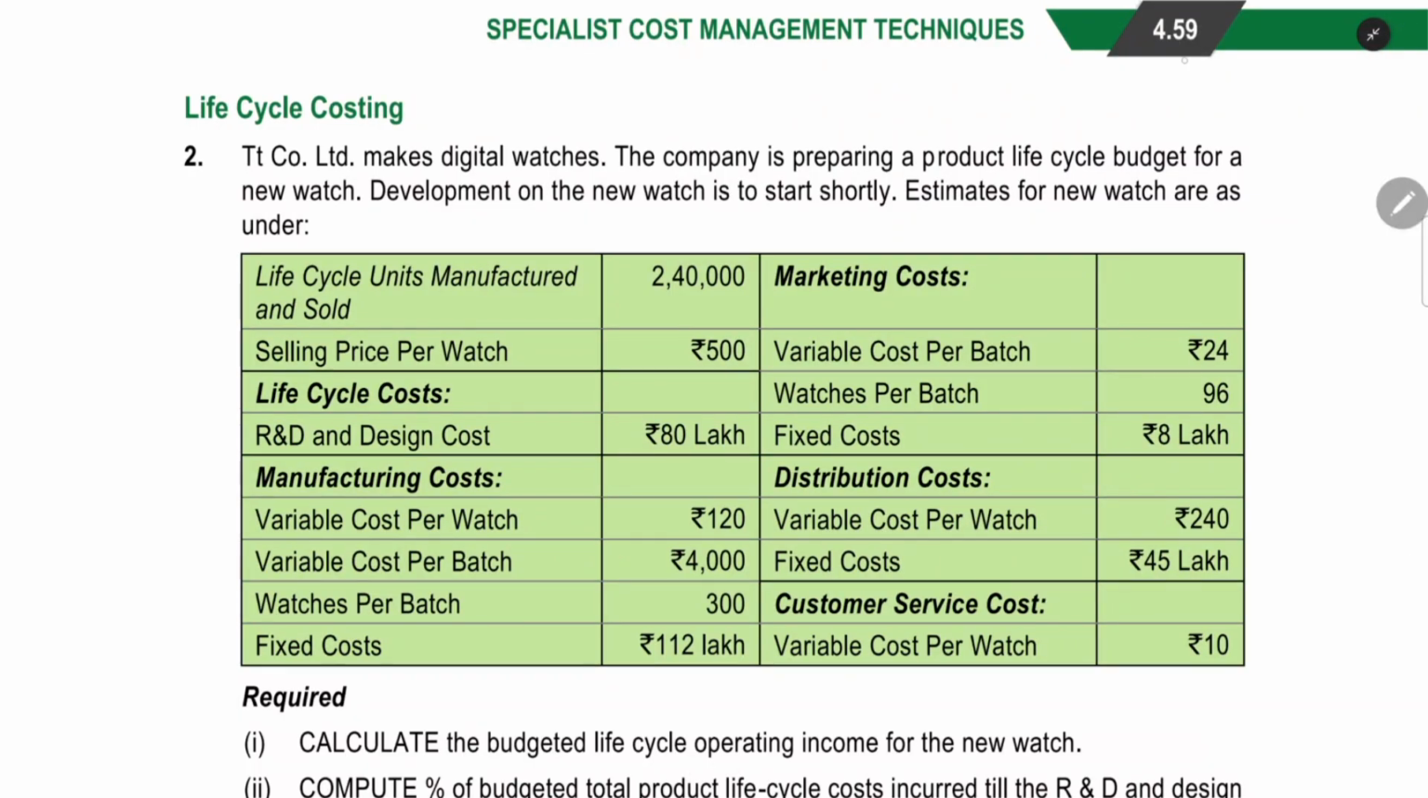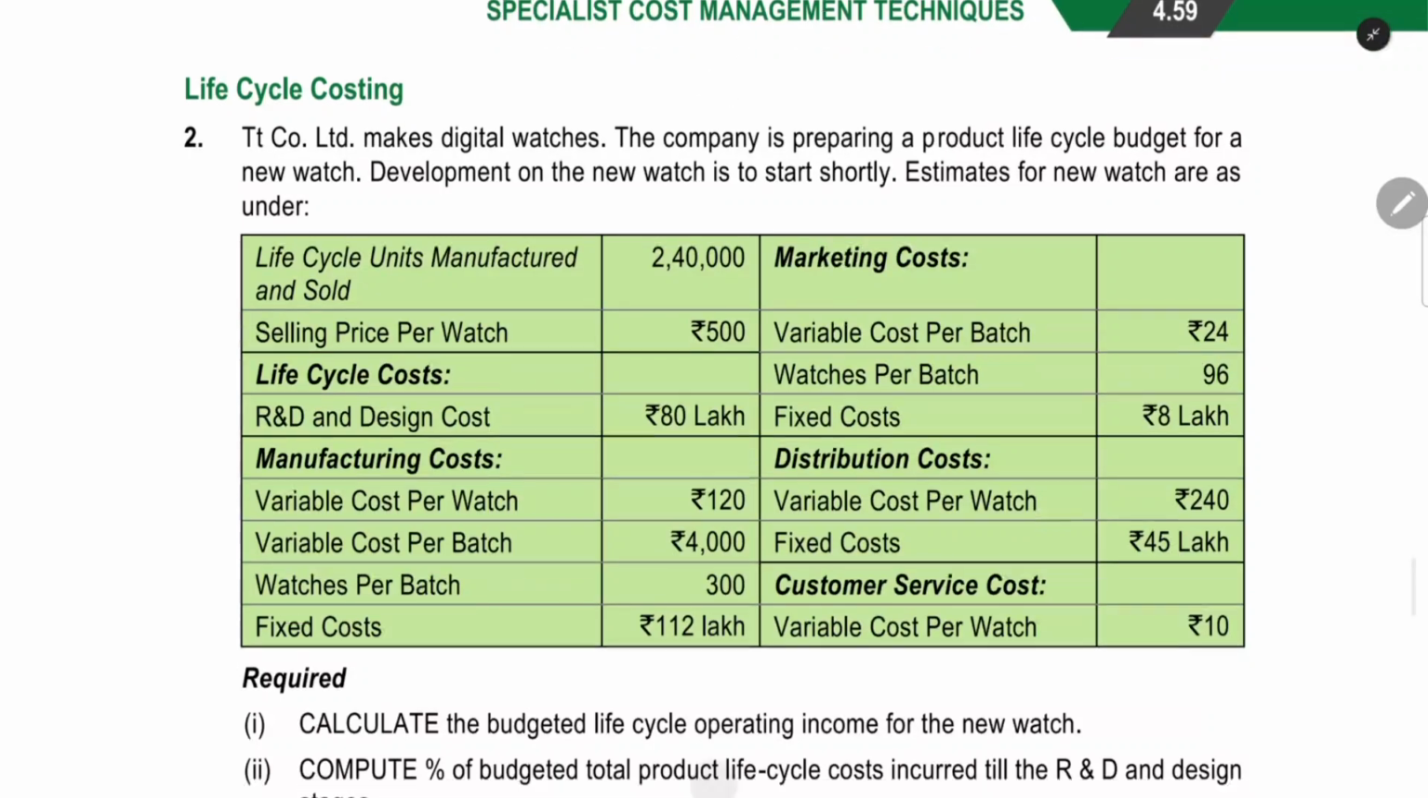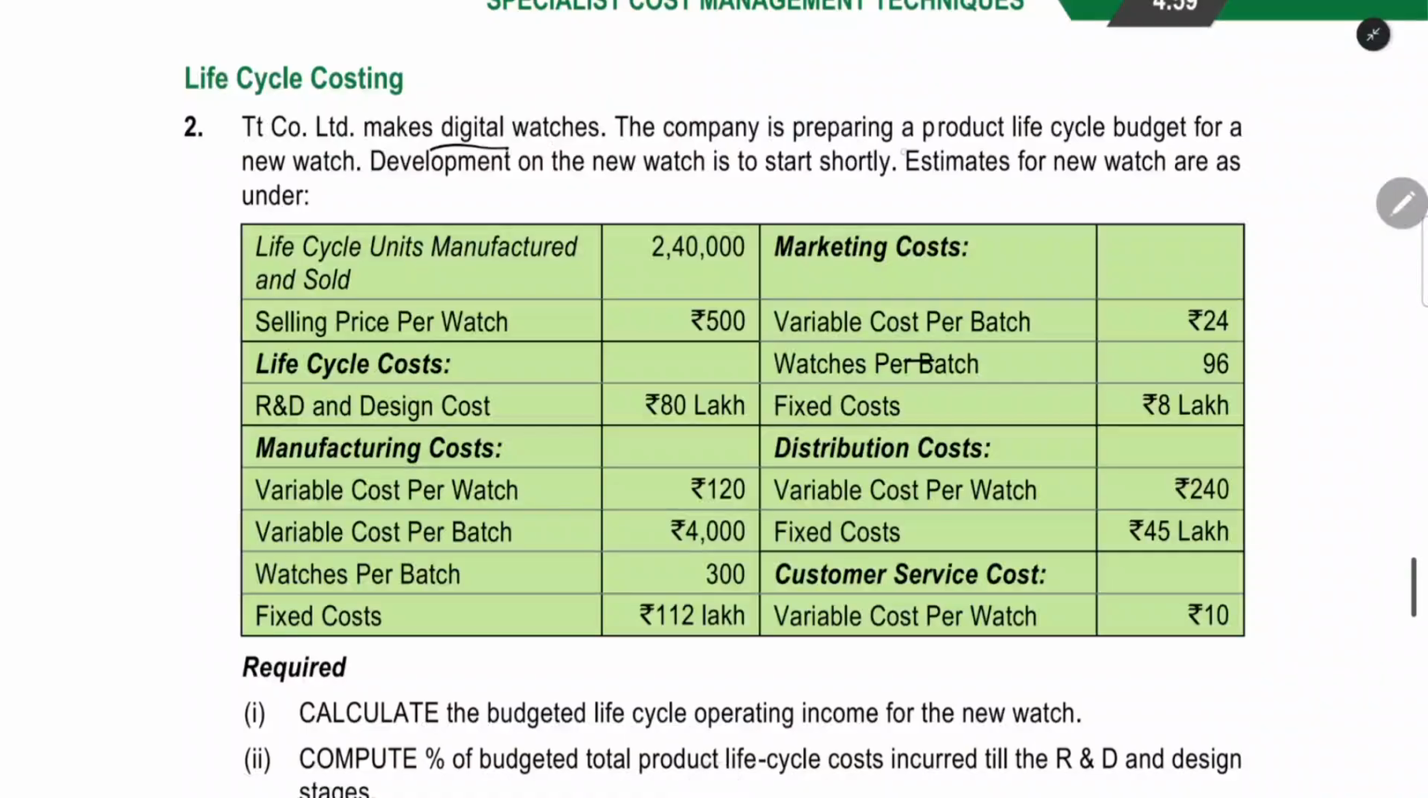Now we are going to see the second question. This question is about life cycle costing. We are going to calculate the total cost and total profit over the lifetime of a product. Now, what they are saying is that the company makes digital watches. The company is preparing a product life cycle budget.